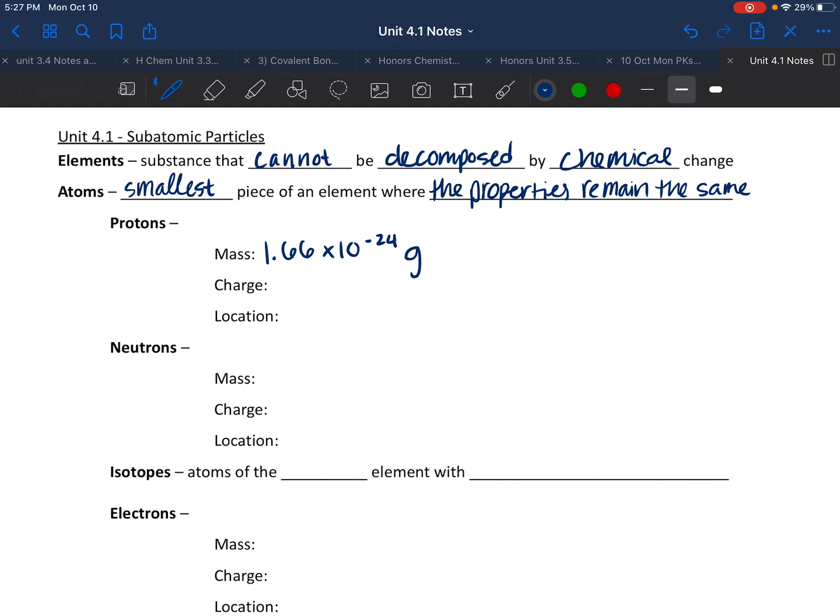This would be like 0.0000000000000 all the way till we get to negative 24, right? And so instead of referring to it as that many grams over and over, we're going to label this amount, we're going to call that 1 atomic mass unit, or AMU. The proton has a charge of positive 1, and where we say it's located is inside the nucleus.